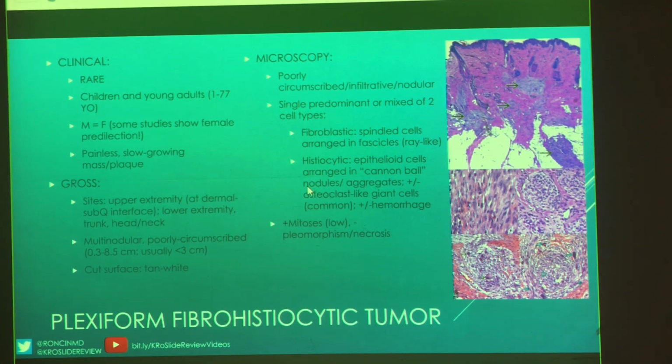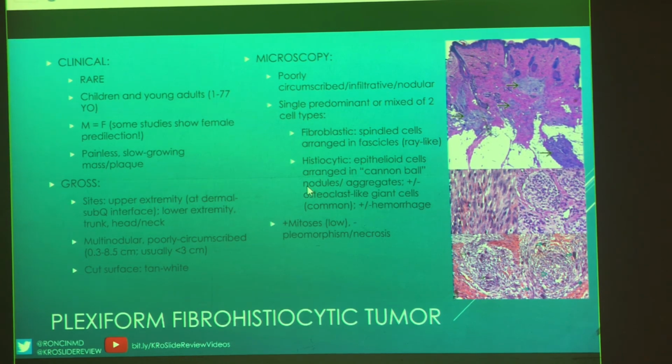or they can be mixed. The cell types are fibroblastic, so those spindle cells arranged in ray-like fascicles, or histiocytic, which are epithelioid cells arranged in quote-unquote cannonball nodules or aggregates. You may or may not see osteoclast-like giant cells associated with that. I don't think I really appreciated osteoclast-like giant cells in this case, and you may or may not see hemorrhage. There is some focal hemorrhage in our case, but I don't think it's super obvious. You should see mitotic activity, but it should be low, and you should not see pleomorphic nuclei or areas of necrosis.